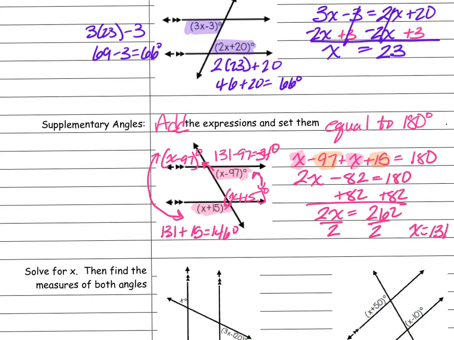And then does that add up? So 146 plus 34, well, that's a 0, and that's an 8. Yep, that's 180 degrees. Beautiful. Okay, so that's how we do it.